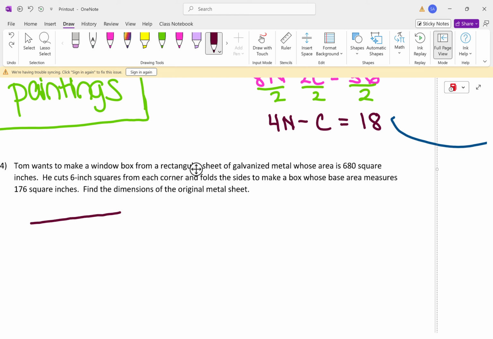So Tom wants to make a window box from a rectangular sheet. So what am I drawing? A rectangle. Tom is somebody.